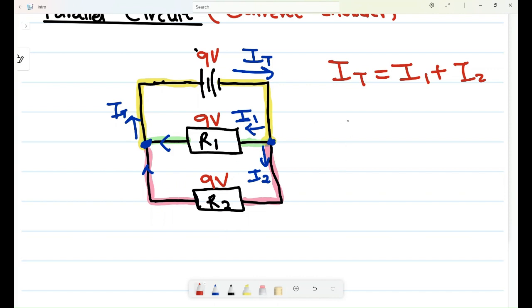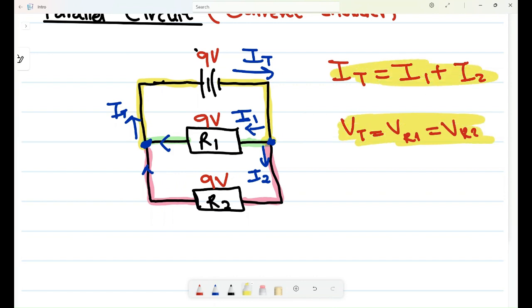All right. The second property is that V total is equal to VR1, and also equal to VR2. That is the first important property of voltage. And with this one, people tend to make mistakes. Current should be very easy to follow because you just follow the path. All right. Now let's talk about resistance.